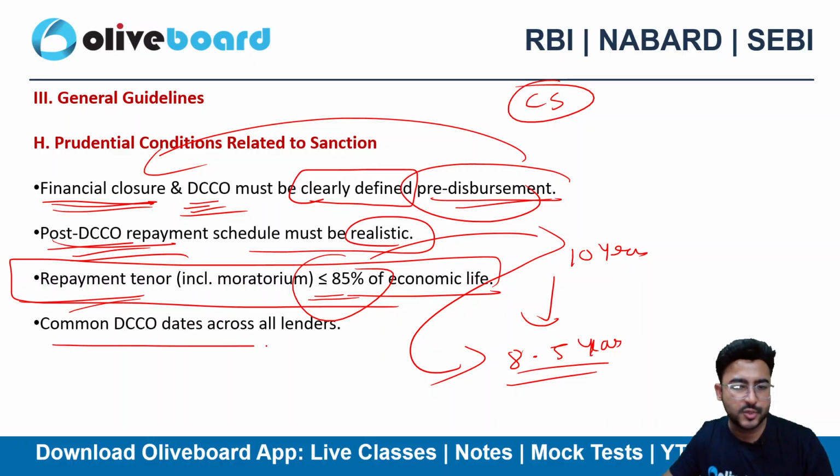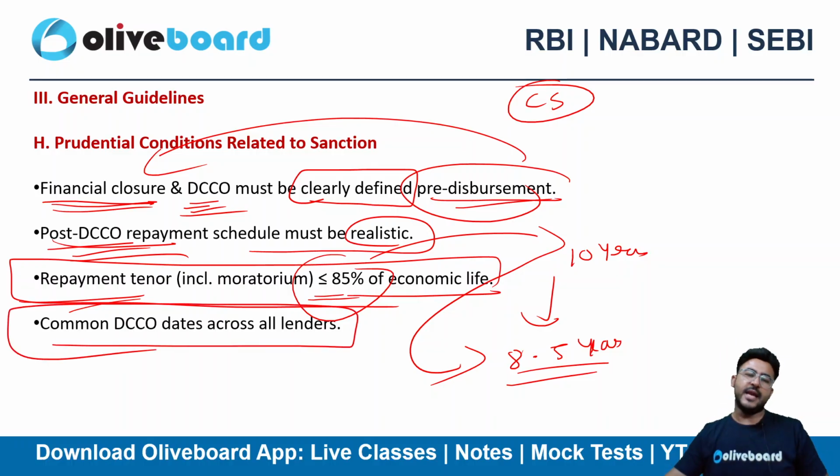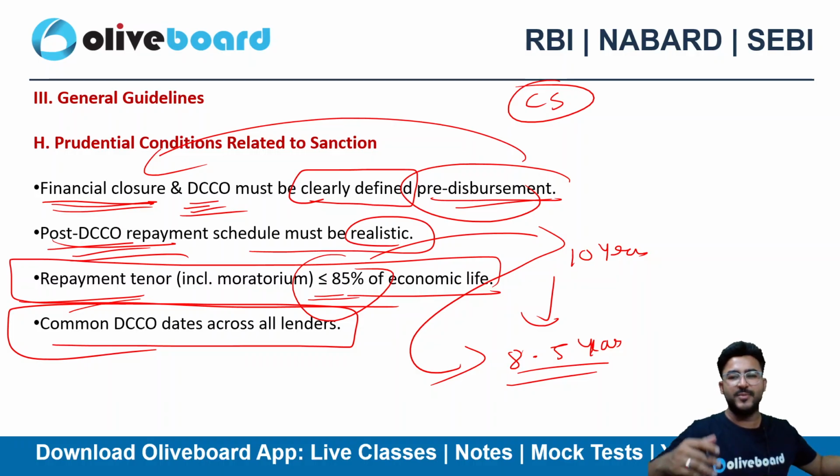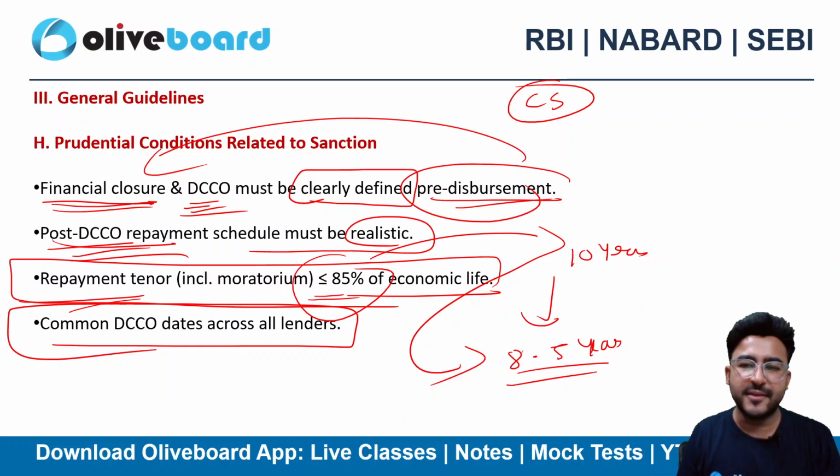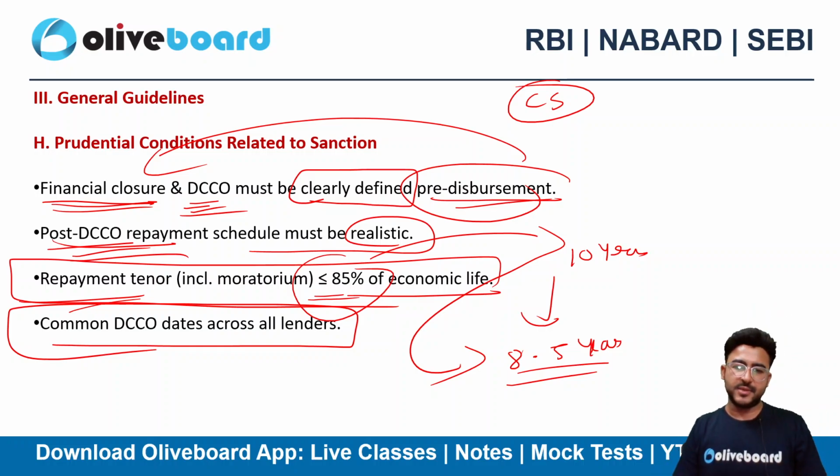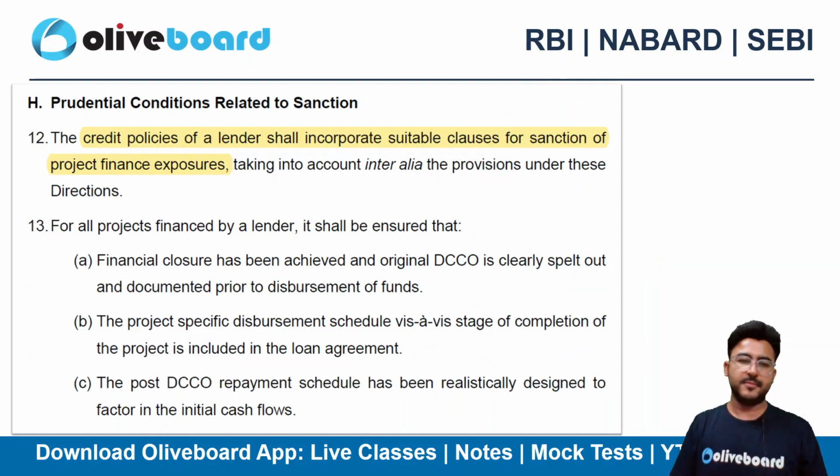And common DCCO dates across all the lenders. ऐसा नहीं कि आप एक lender HDFC बैंक को you are saying कि you will be starting the production from April, ICICI बैंक को you are saying from December. ऐसा नहीं होना चाहिए. The date must be same, the schedule must be same here, right?